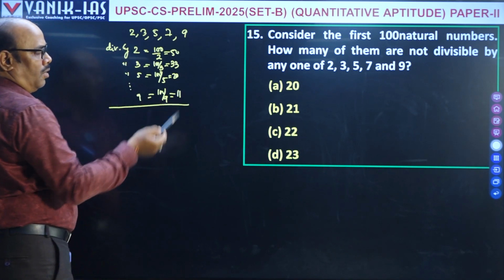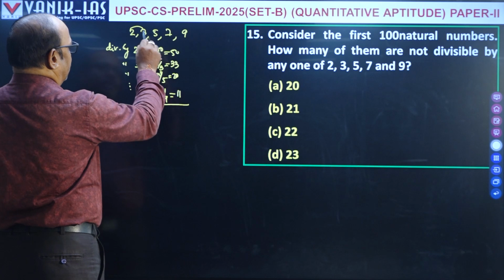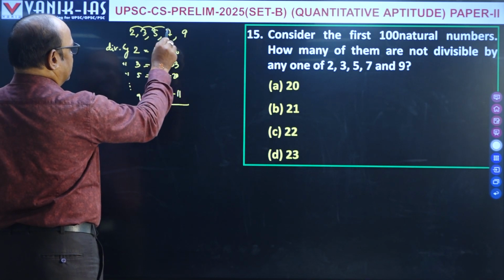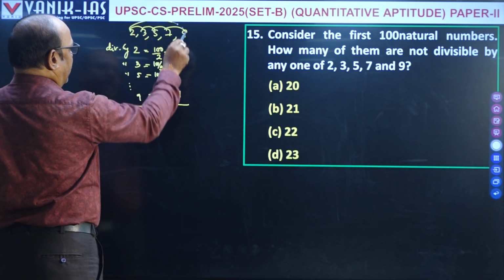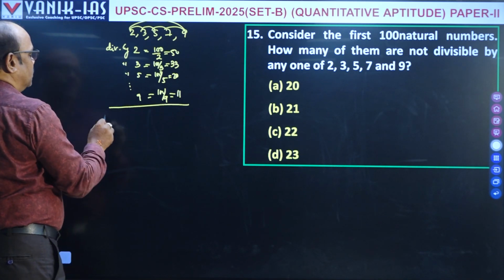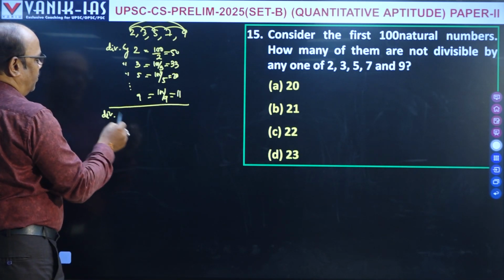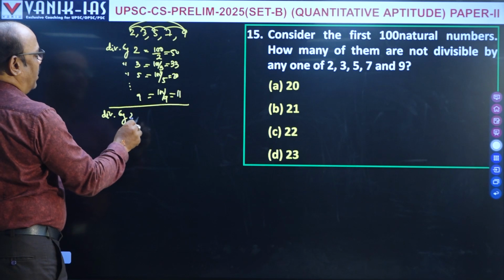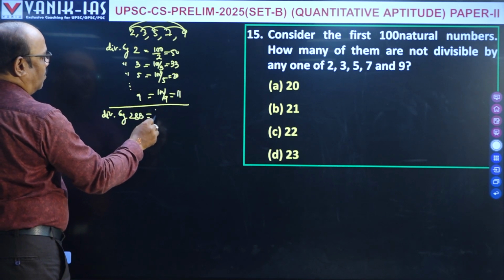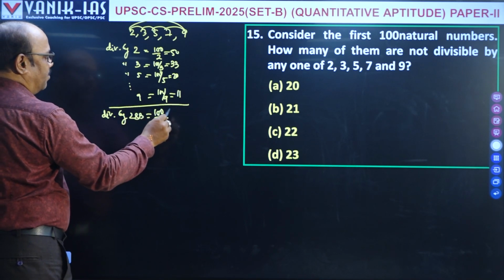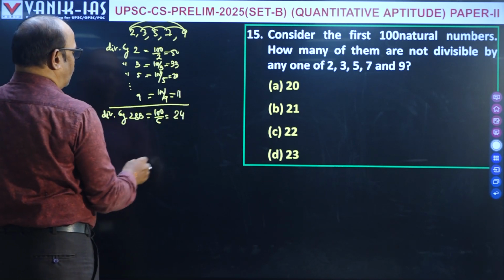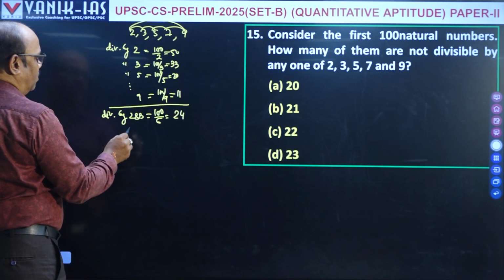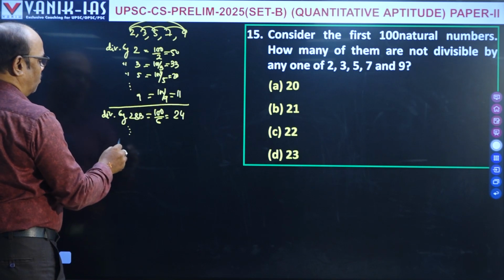Similarly find out numbers divisible by 2 and 3, 3 and 5, 5 and 7, 7 and 9, 2 and 9. So like this. Let me do divisible by 2 and 3, that is 6. So 100 by 6, that becomes 24. Similarly, divisible by any two, you can go up to 7 and 9.